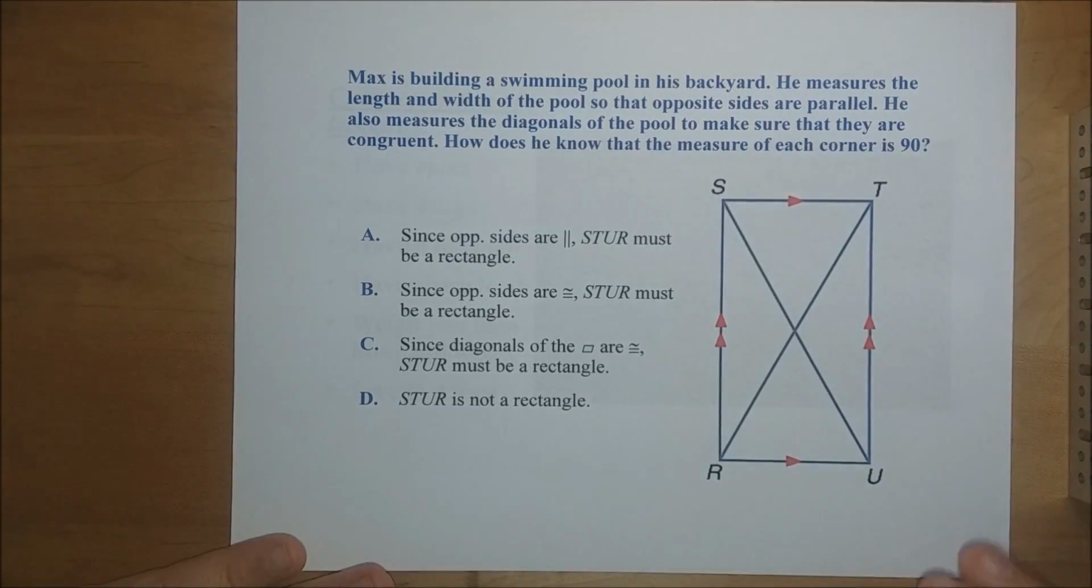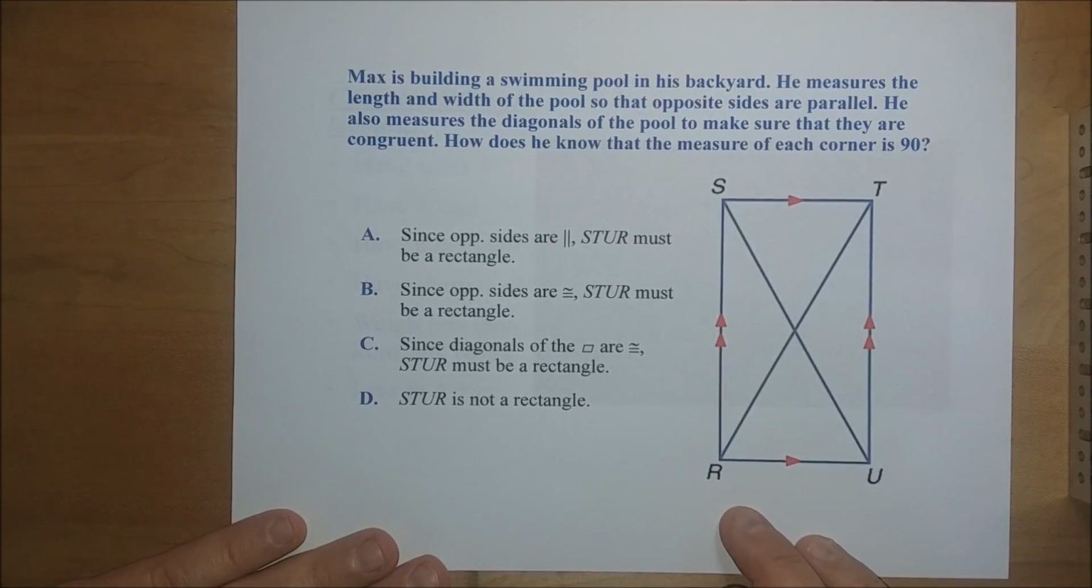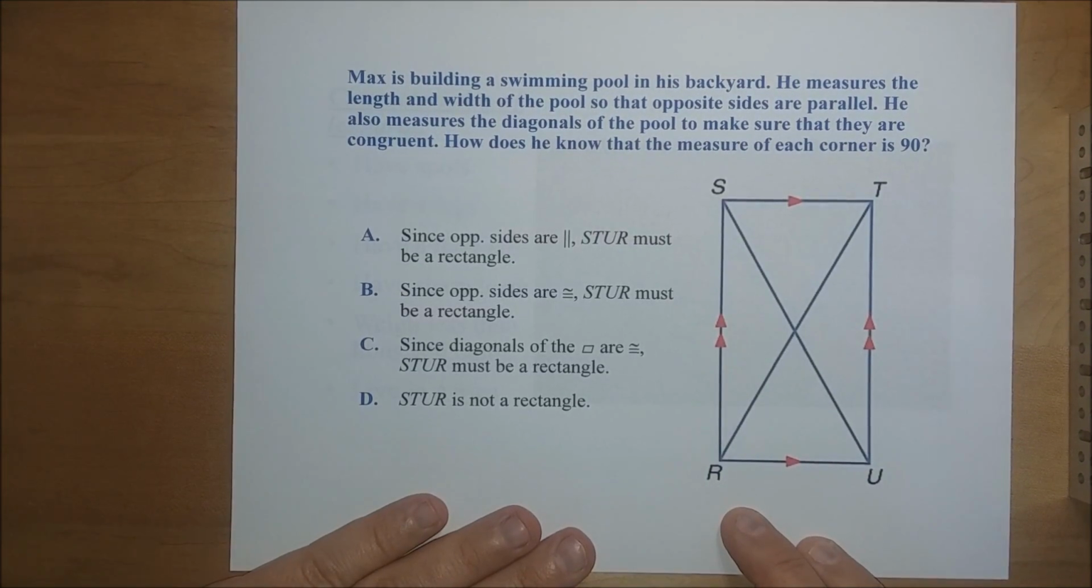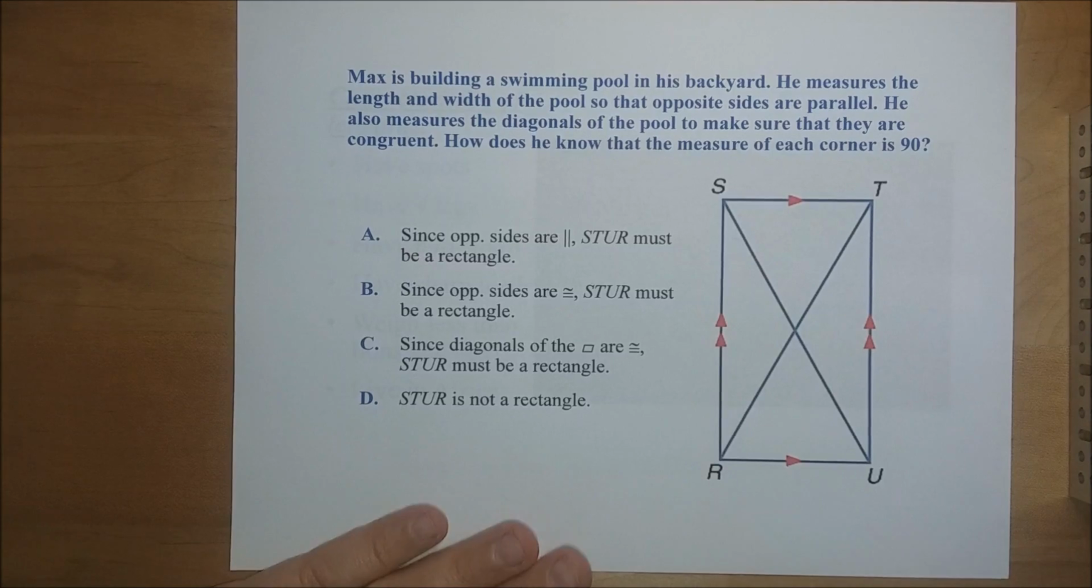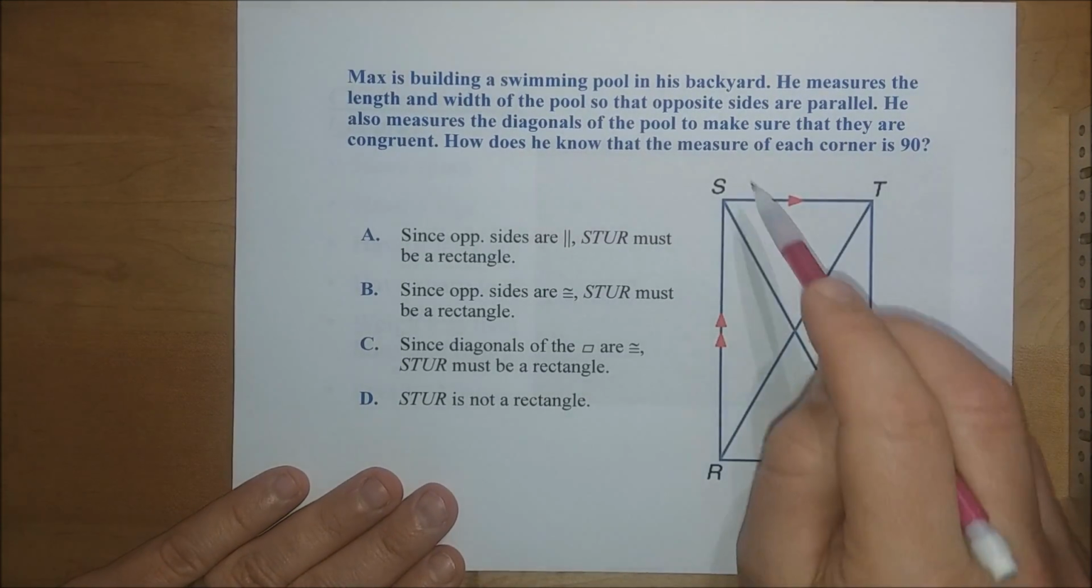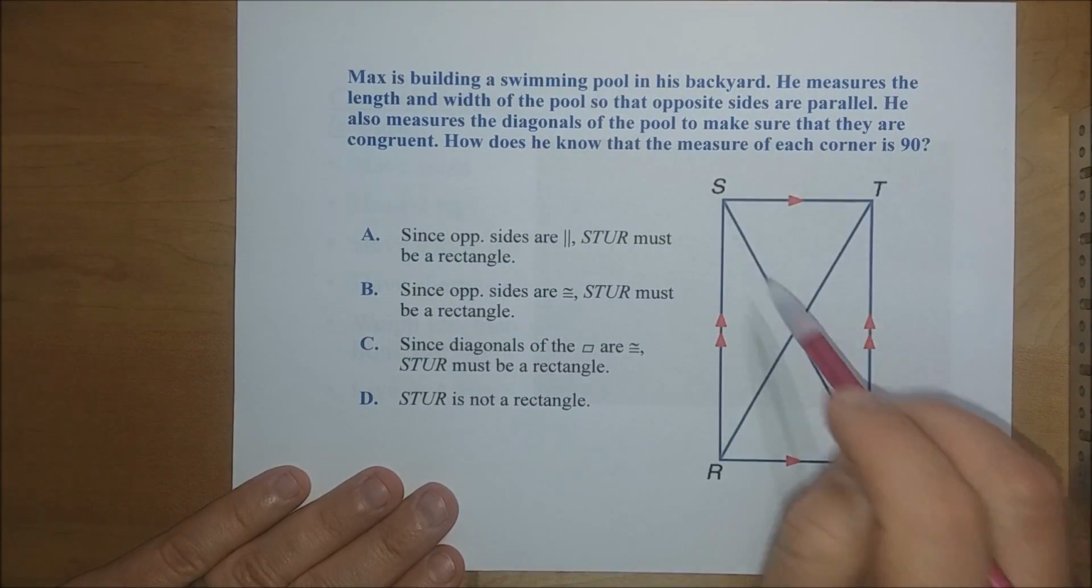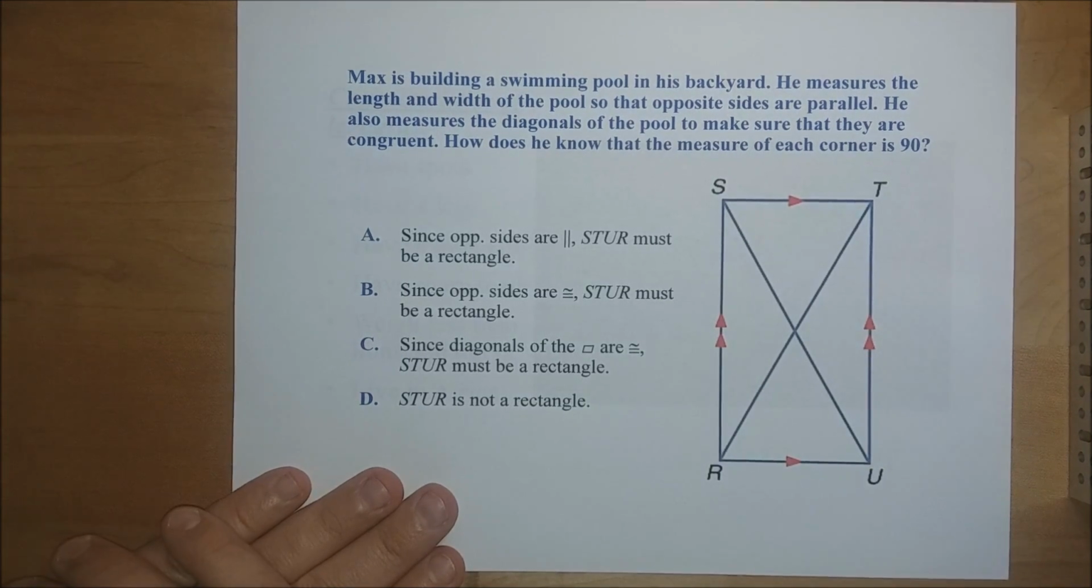Max is building a swimming pool in his backyard. He measures the length and width of the pool so that opposite sides are parallel. He also measures the diagonals of the pool to make sure that they are congruent. How does he know that the measure of each corner is 90 degrees? All right, let's take a look at each of these. So he's measured and he's found that the opposite sides are parallel. He also measures the diagonals of the pool to make sure they are congruent. How does he know these are going to be 90 degrees?